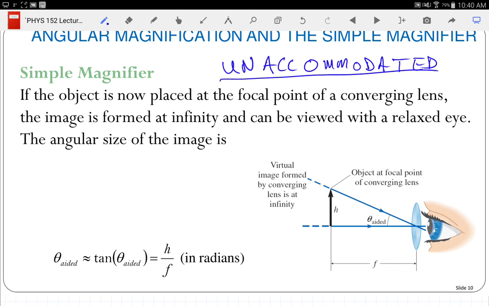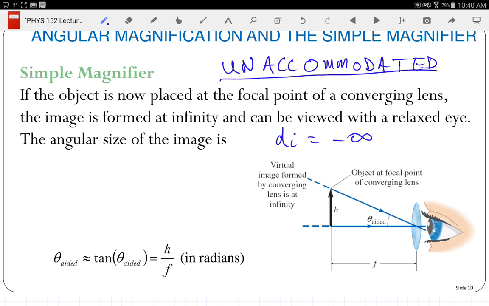What's the ideal far point? Infinity. So unaccommodated means distance image is equal to minus infinity. Why a minus, by the way? Yeah, the image that's going to be made by this lens is going to be on the same side as the object. So that's why it's minus. So for unaccommodated viewing, my distance image is minus infinity. If I'm going to have the image at minus infinity, where's the object going to have to be?